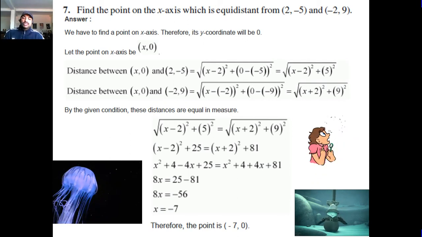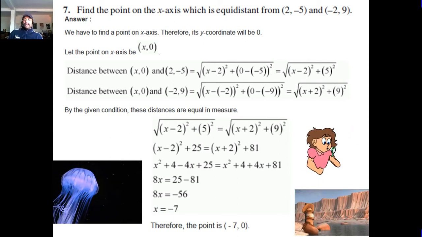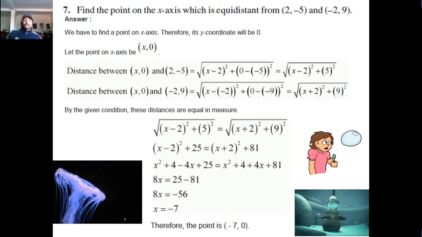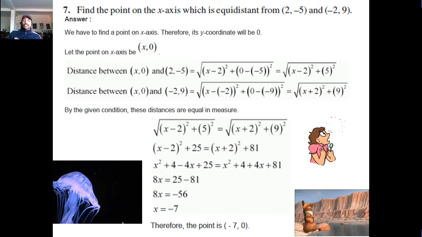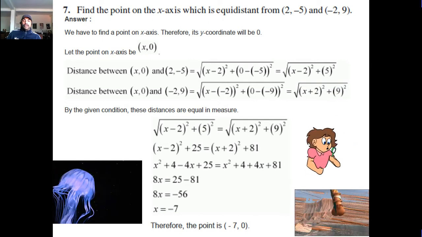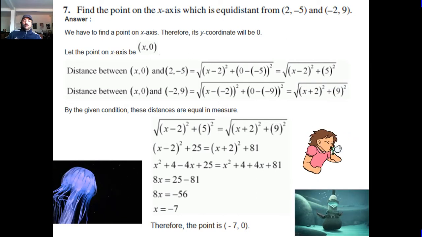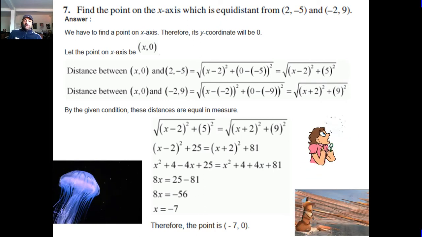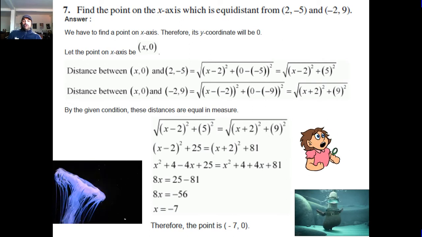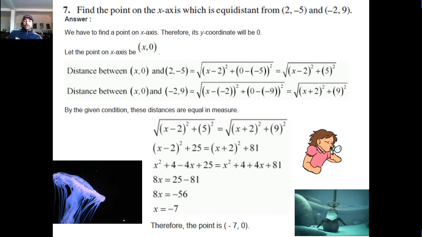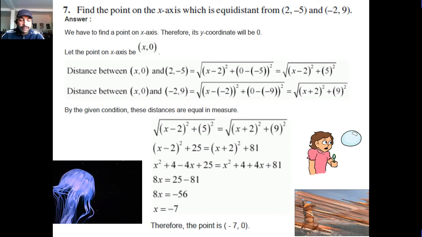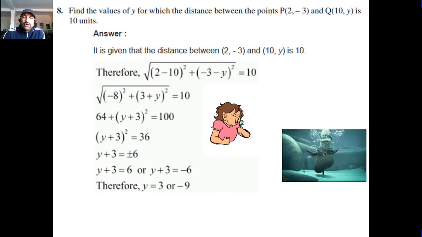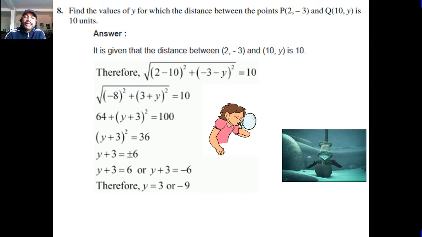By the given condition, these distances are equal in measure. Under root (x minus 2) whole square plus 5 square equals under root (x plus 2) whole square plus 9 square. (x minus 2) whole square plus 25 equals (x plus 2) whole square plus 81. x square plus 4 minus 4x plus 25 equals x square plus 4 plus 4x plus 81. 8x equals 25 minus 81, 8x equals minus 56, x equals minus 7, therefore the point is (-7, 0).